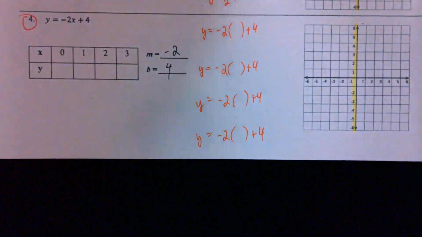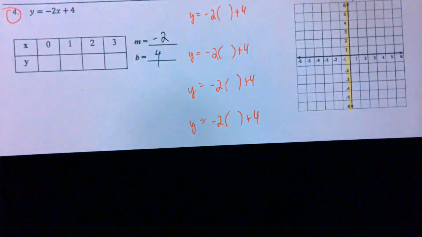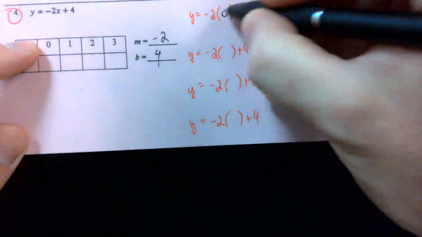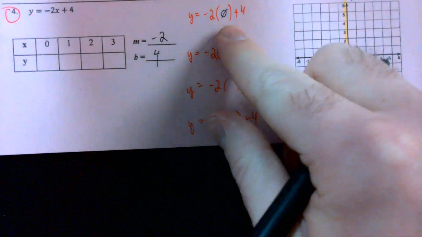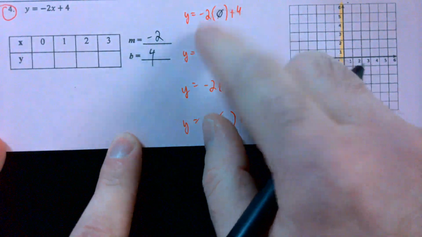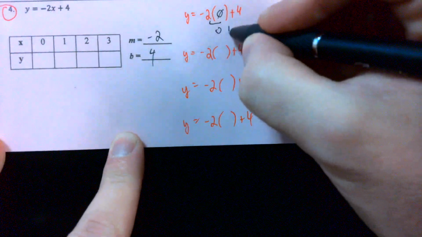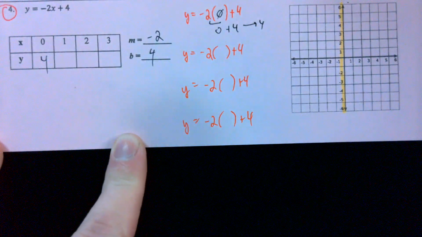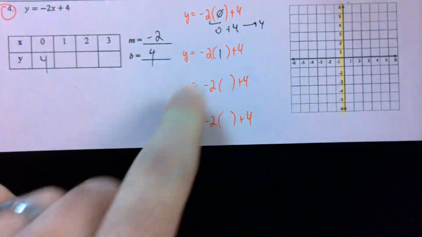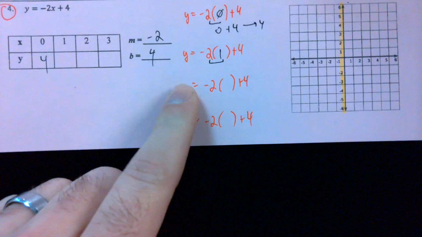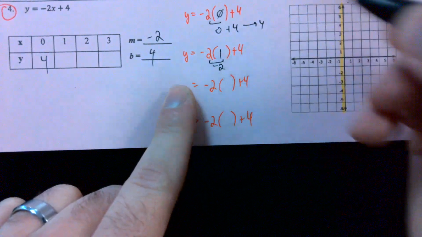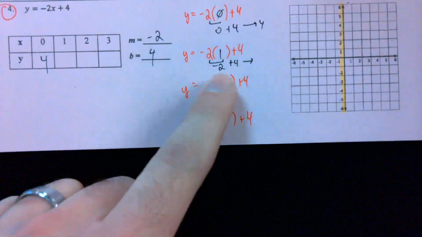All right, what am I going to plug in first here? 0, right? Because it's right there on the x row, I guess we can call it. What's -2 times 0? 0. And what's 0 plus 4? 4. What am I going to plug in next? 1. That's right. Okay, what's -2 times 1? -2, right? And then what's -2 plus 4?